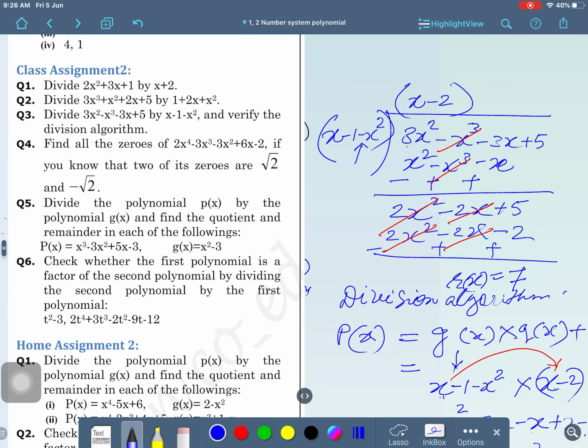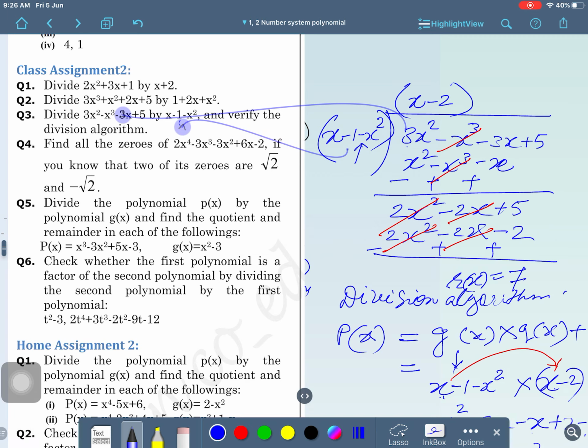Okay. So, what is the divisor? This is the divisor, you may see. Check whether it is correct or not. X minus 1 minus x square, it is correct, and this is the divisor here. The dividend is 3x square, minus x cube, minus 3x, and plus 5, this is also right here. Now the division process is to be checked here, its coefficients.